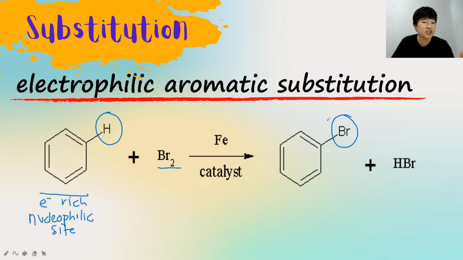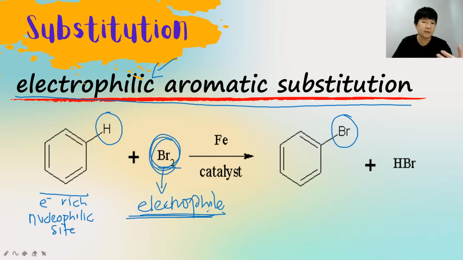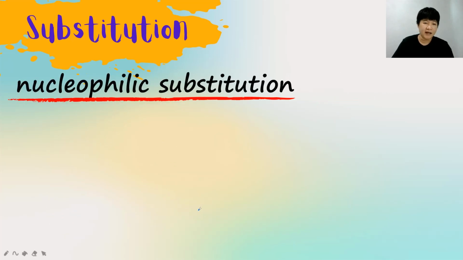So who is making the changes? Br is making the changes. And like I always say, the name goes to the one that is making changes. And when benzene is electron rich, Br automatically is the electrophile. Br over here will be the electrophile. The Br electrophile replaces hydrogen, so it becomes electrophilic aromatic substitution. The one making the changes will be the one naming the type of substitution. Make sense? Next, we have nucleophilic substitution.